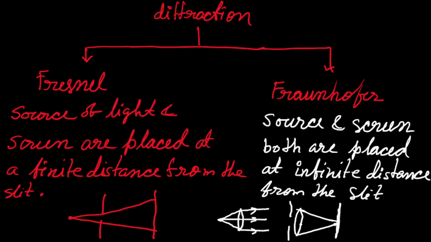So usually we just place this second lens just behind the slits. So this distance between slits and screen is written as F. F is the focal length of this lens. Okay, so these are two types of diffraction pattern. One is Fresnel diffraction, another is Fraunhofer diffraction. Fresnel diffraction is also called near field diffraction, and Fraunhofer diffraction is also called far field diffraction.